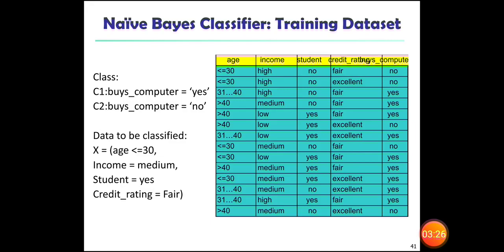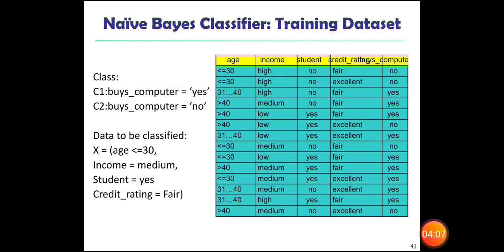In case of income, we have three categories: high income, medium income, and low income. In student, we have two values: yes and no. Then in credit rating, again we have fair and excellent. And buys computer status is no or yes. Now we'll take the left side classes C1 and C2. So we have two different classes. C1 is one class and C2 is another class. In C1, buys computer status is yes. In class C2, buys computer status is no.